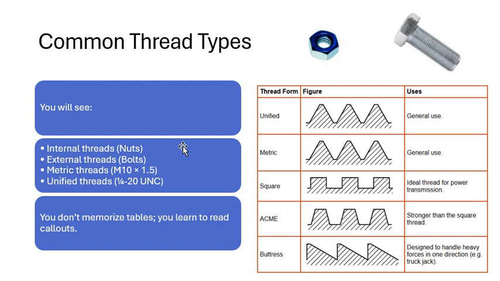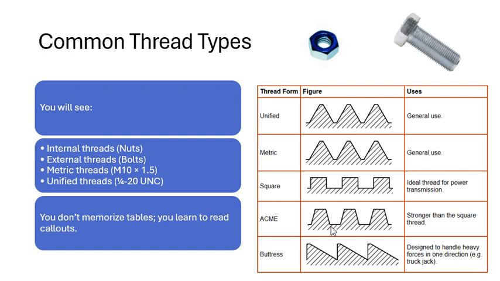Common types: you want to see unified like this, general use. Your metric looks like that, also general use. Your square thread looks like this, and it's good for power transmission kind of function. Your ACME looks like this.